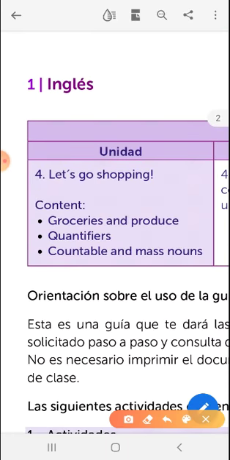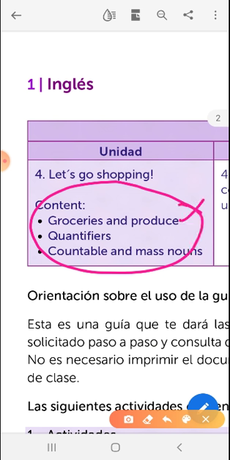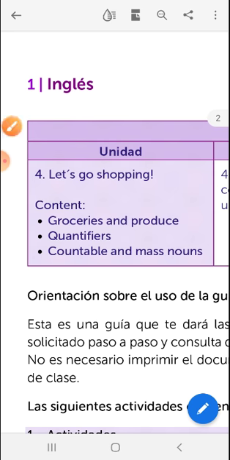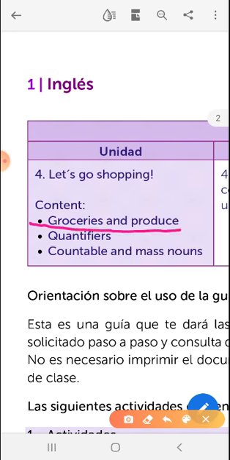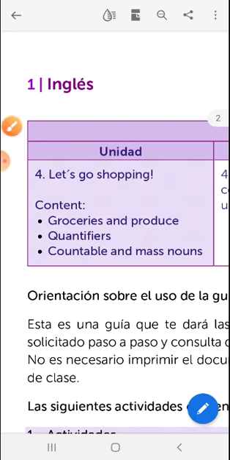Today, the topics that we are covering are groceries, products, quantifiers, countable and mass nouns, which is something that we were seeing in the last week, que es algo parecido a lo que vimos la semana pasada, okay? But today, our focus will be more inclined to groceries and products, also to quantifiers, yes? Vamos a estar más inclinados a los productos básicos y a los granos, okay?